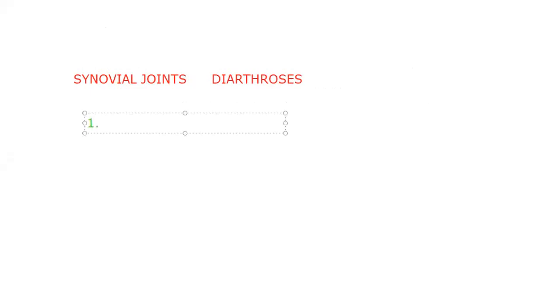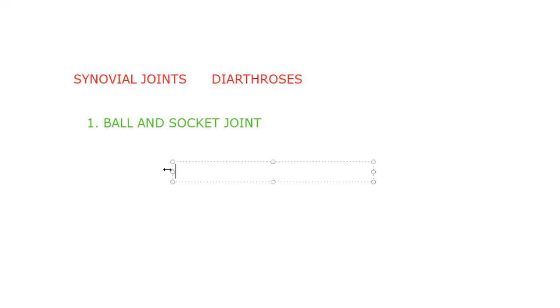Number one, ball and socket joint. So in this particular joint, two things can be seen. What are they? Ball as well as socket. So where do you see this? We say there are two types of joints present here. Example I'm talking about. Number one is the hip joint. Write in capital letters, hip joint.